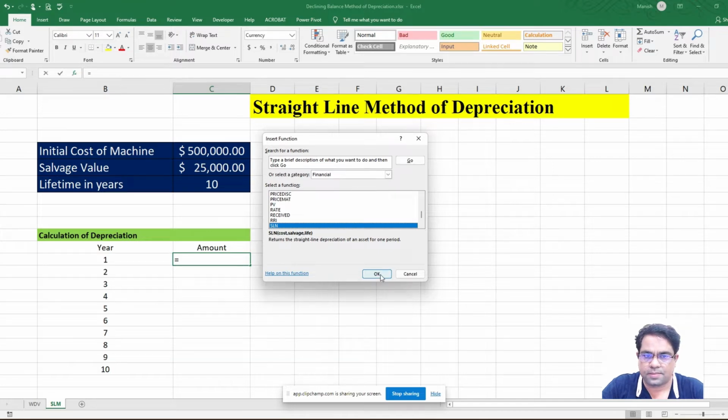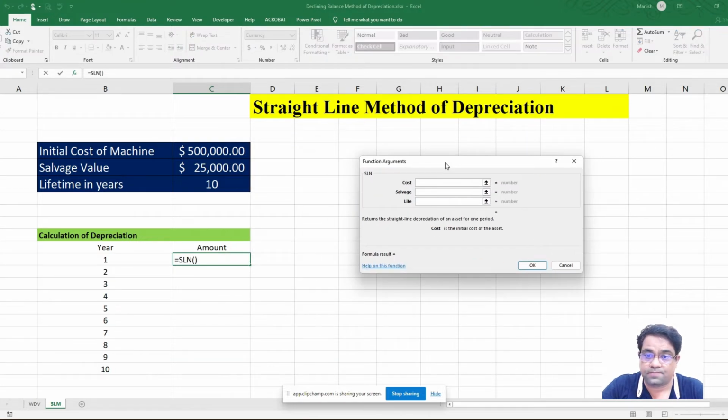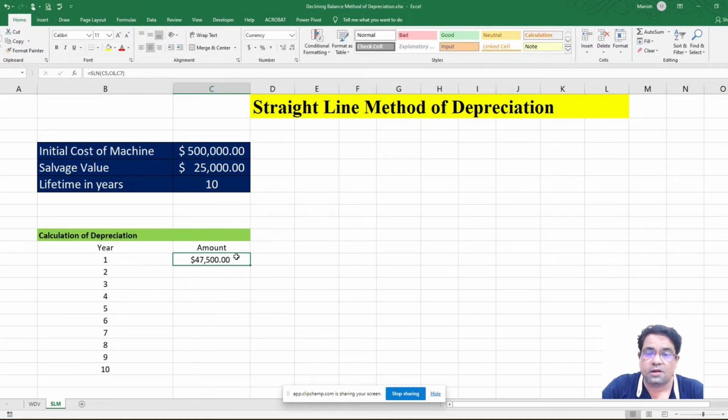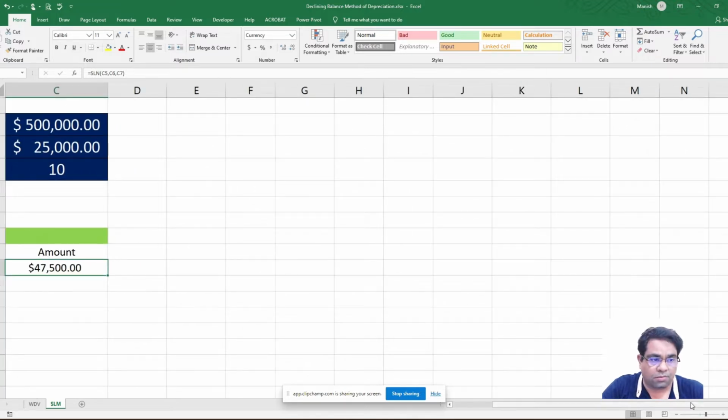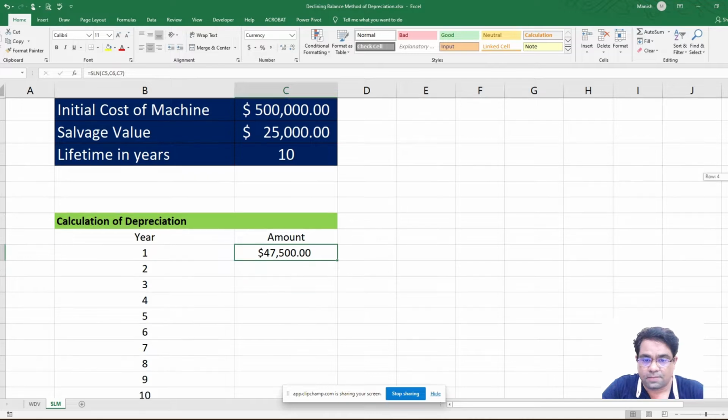Okay, now we are going to choose the cost. Salvage is here, so we are going to choose this one, and life is 10 years. Okay, now press OK. That is $47,500 each year for 10 years. For this one we have to fix the cells, because if I just drag this down with the arrow key, it will not work.